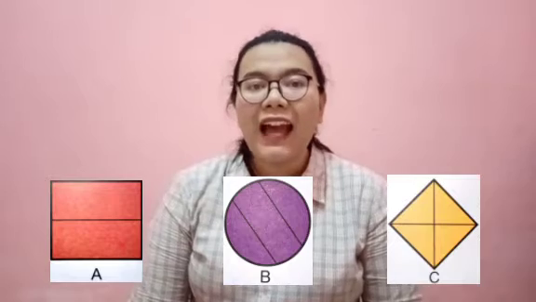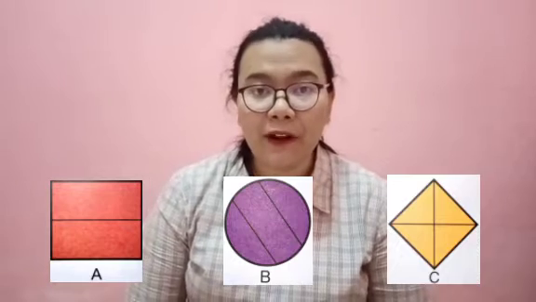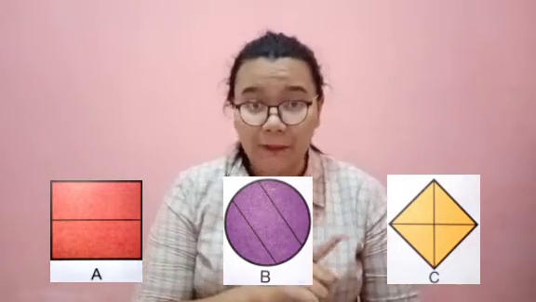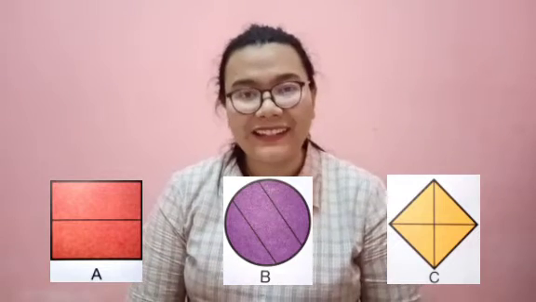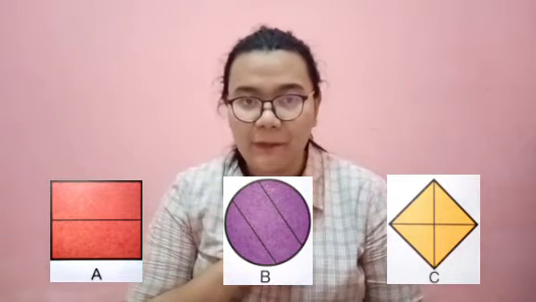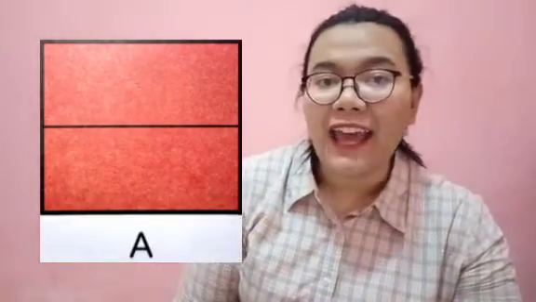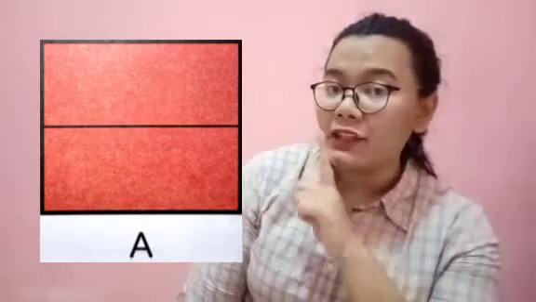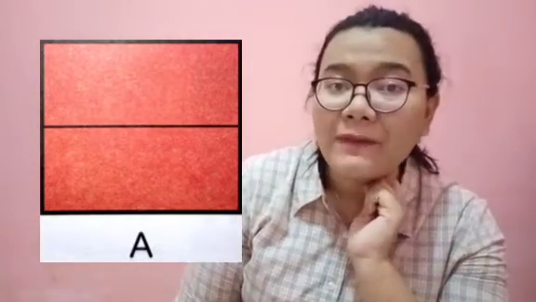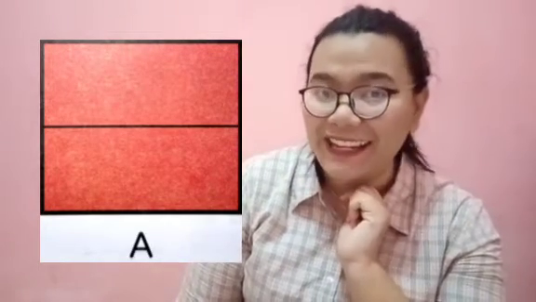Okay friends, I have three pictures for you. Which of these shapes have been divided into equal parts? Take a look at picture A, picture B, and picture C carefully. For picture A, it has equal parts because the top and the bottom have the same size. So it is equal.